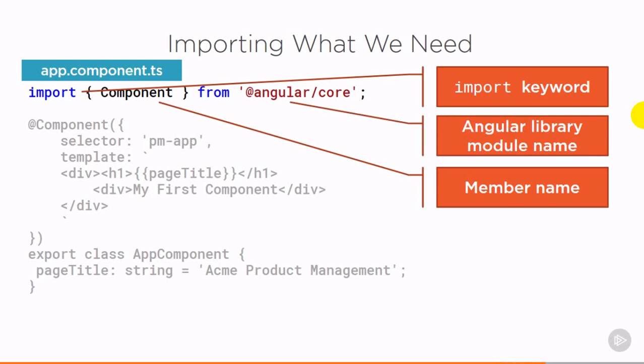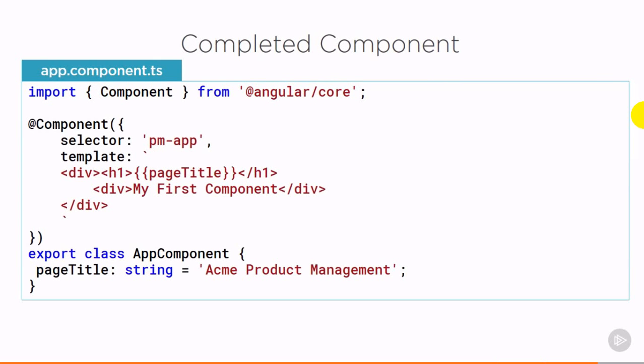If we need multiple members from the same module, we can list them all in the imports list, separated by commas. We'll see examples of that later in this course. So this is a component. Now we're ready to build the first component for our sample application. Let's jump in.